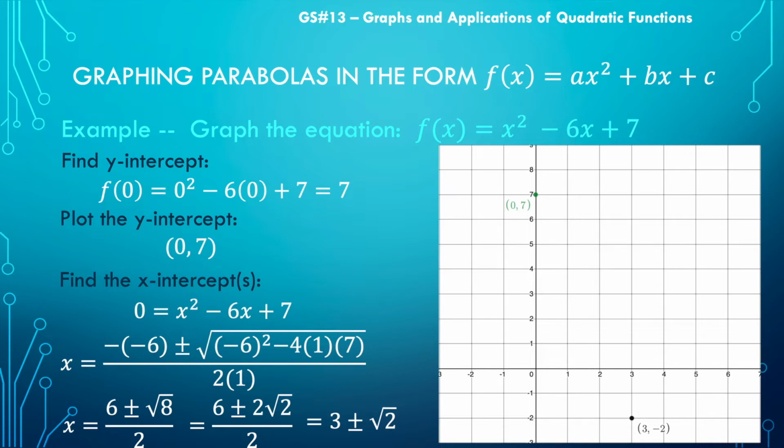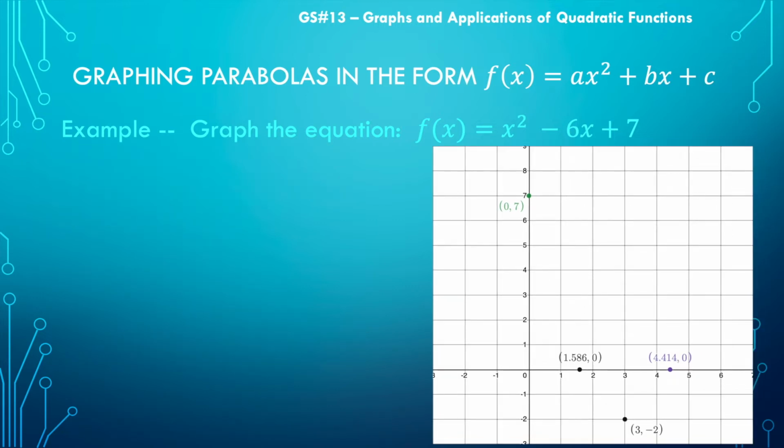Okay, so that means I have x-intercepts at 3 plus the square root of 2 and 3 minus the square root of 2. Now, if I know that the square root of 2 is about 1.4, which you can get from your calculator, that means I'm going to have an x-intercept at about 4.4 and about 1.6. All right, so you can see that curve starting to emerge. And we're going to just do one more thing. We're going to add a couple of more x values and get the corresponding y values out just closer to my vertex. And then I'll be able to sketch my curve.